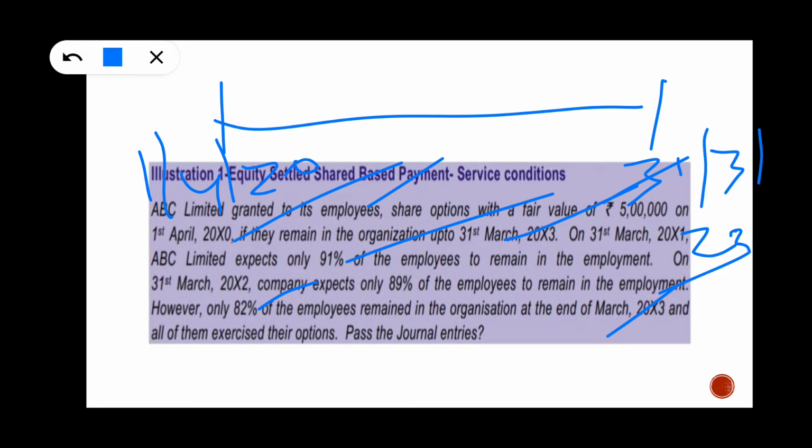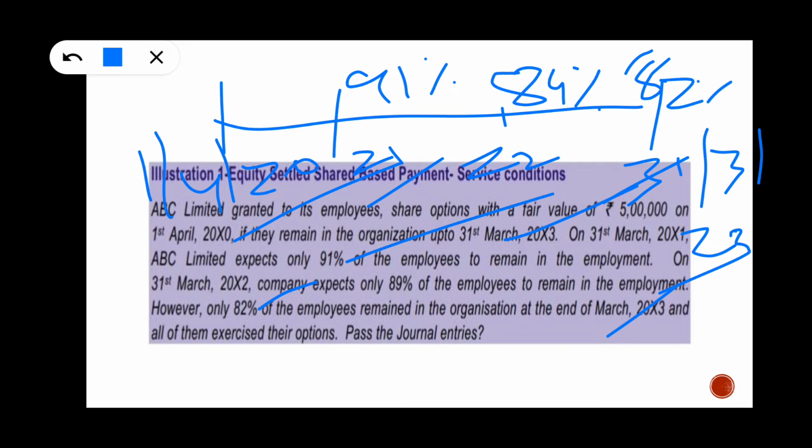So 5 lakhs. In year 1, they expect that 91% of the employees will exercise. In year 2, they expect that 89% of the employees. In year 3, only 82% of the employees they are going to exercise. So there are two things we need to learn here. First, learning how much expense needs to be recognized in the books, and second thing is how to account that in the books. So first of all, let me explain how much expense needs to be recognized.